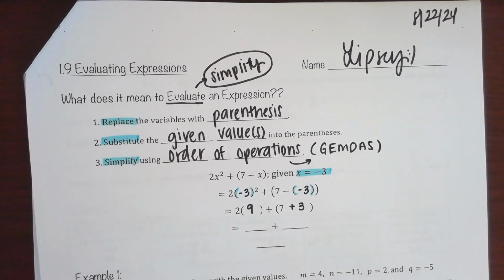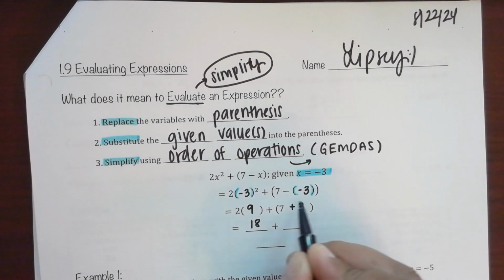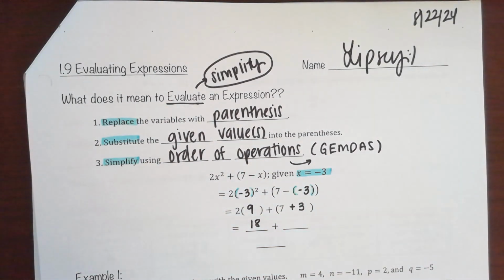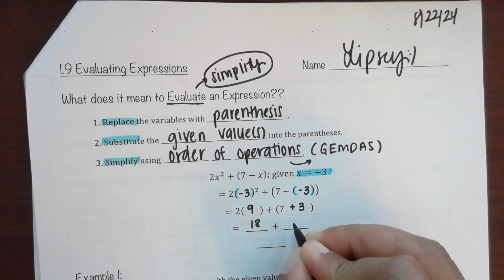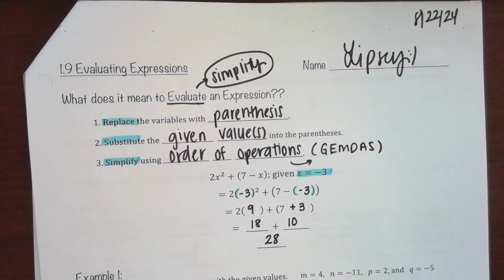What'd y'all get? And what needs to happen over here? Add 7 plus 3. Type it in, don't say it out loud, give people time. Okay, what'd y'all get? And then what do I need to do for my last step? Add. So I have 18 plus 10. Type it in, give people time. What'd y'all get? 28? Any questions there?